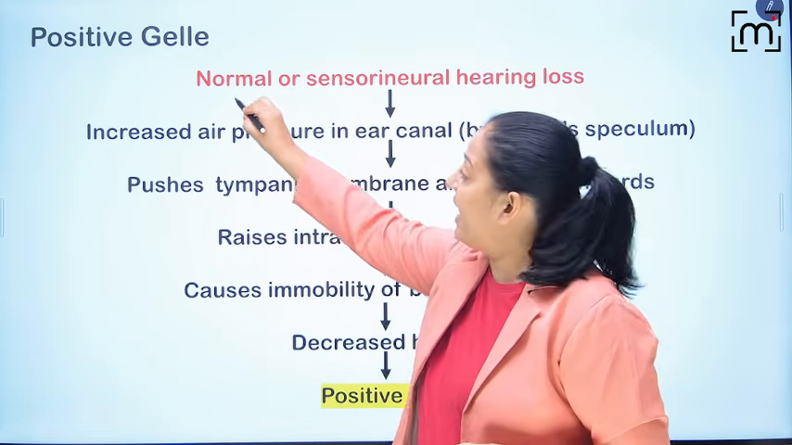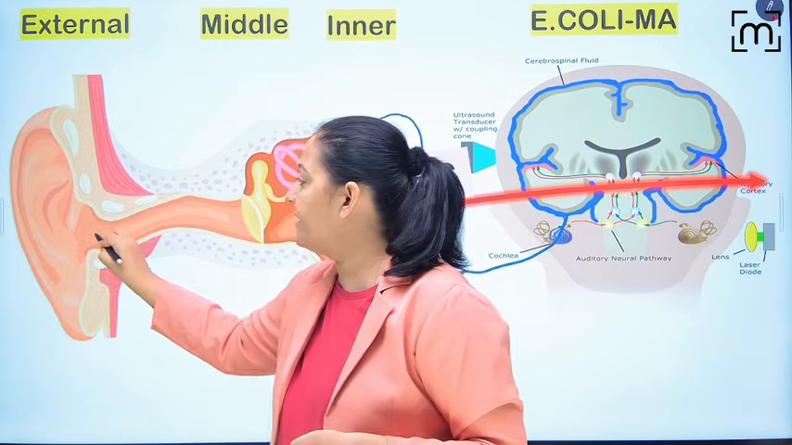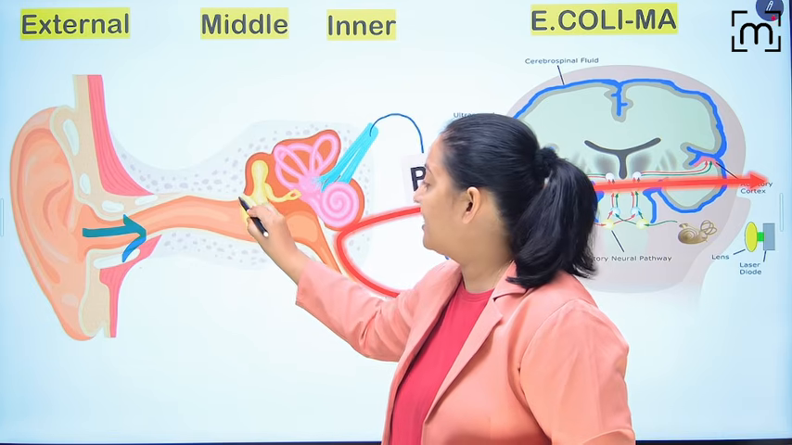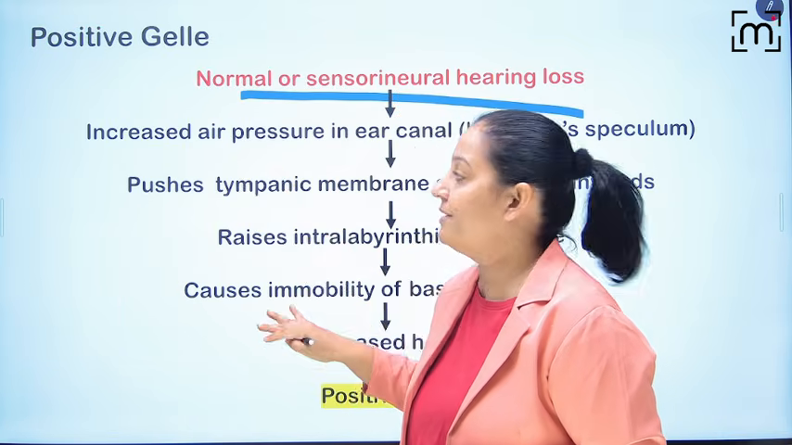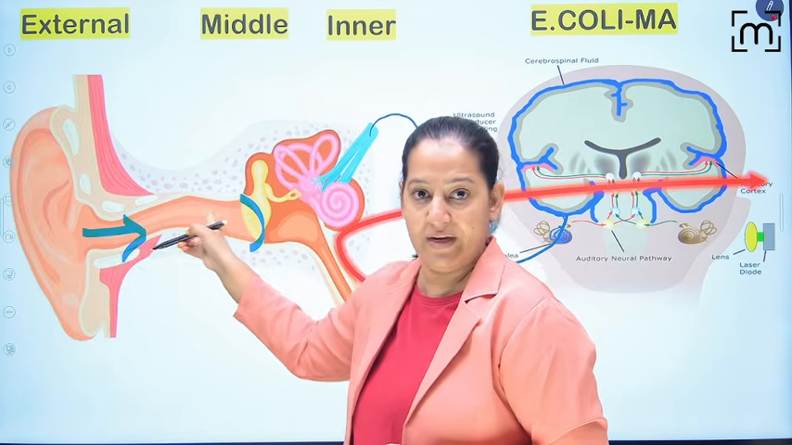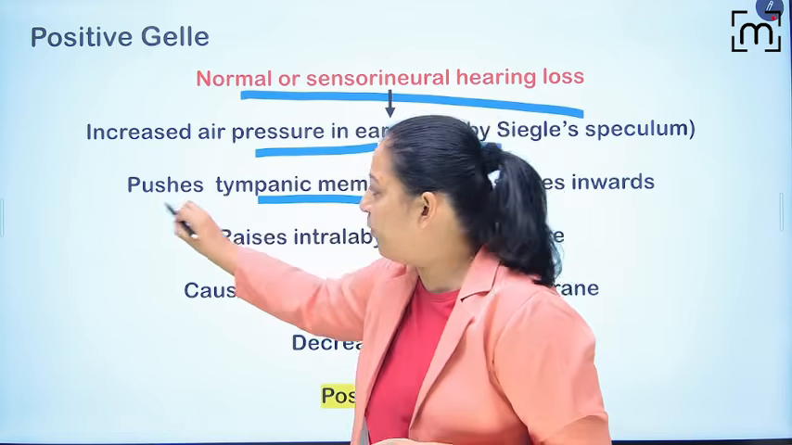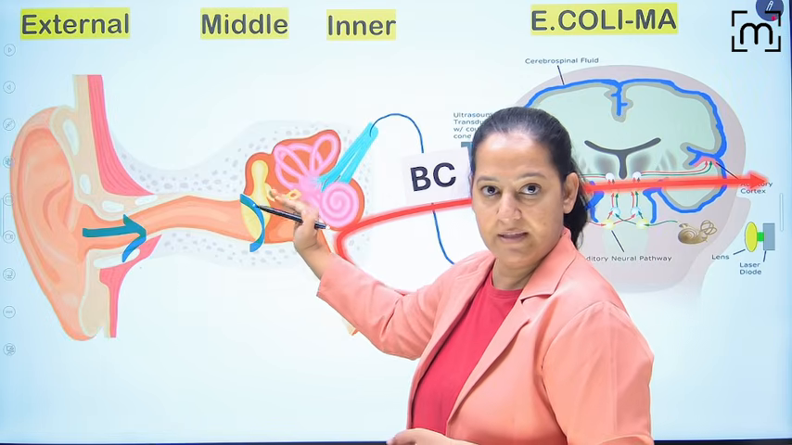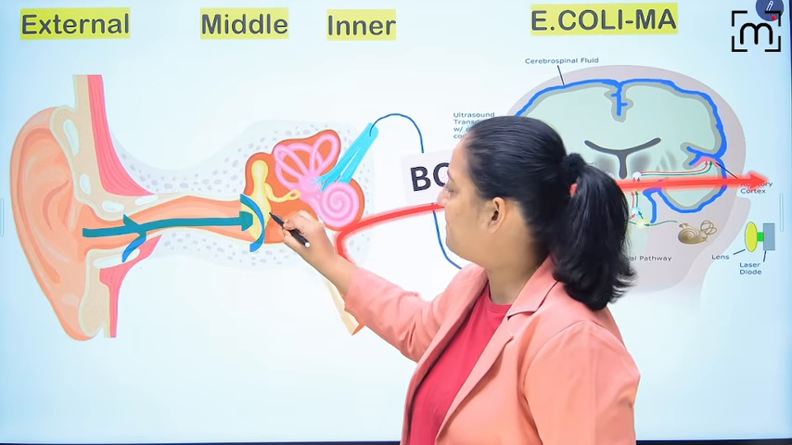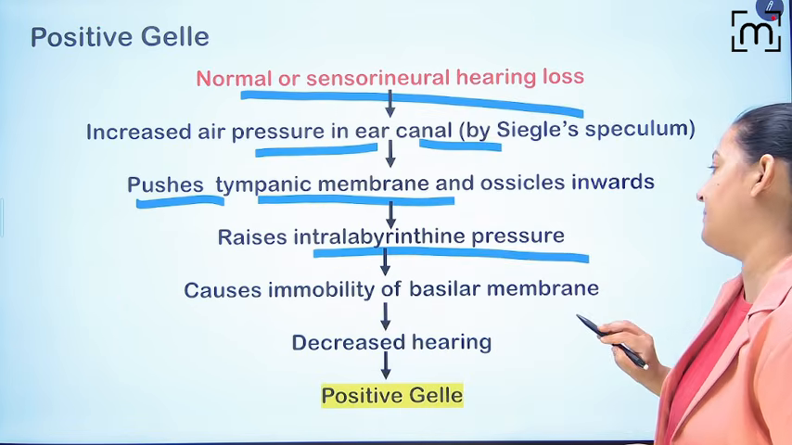In normal and in sensorineural deafness, what happens on increasing pressure? Here I am increasing the pressure with Siegel's speculum. On increasing the pressure, the tympanic membrane becomes tight, yes or no? The increasing pressure first goes into the EAC. After the EAC, it goes to the tympanic membrane and pushes it. The increasing pressure pushes the tympanic membrane, and it will raise the intralabyrinthine pressure.